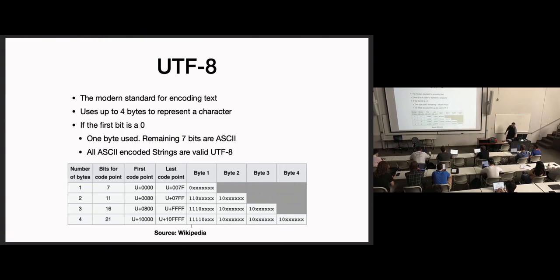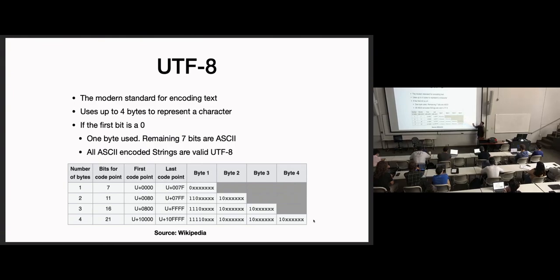If the leading bit is a 1, it will have at least 2 ones, and the number of ones will specify the number of bytes being used. So if my value starts with 2 ones and then a 0, 1 1 0, that means I have 2 bytes for this character, and each continuation byte will start with 1 0. If I start with 4 ones and a 0 on the first byte, that means I'm going to have 4 total bytes. The 3 subsequent bytes will all start with 1 0, and then all the X's are going to represent my actual character. That's the actual character we're representing with this encoding.